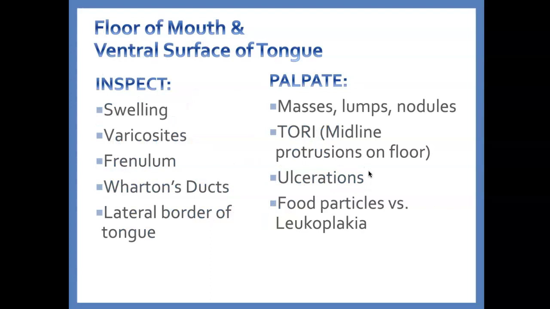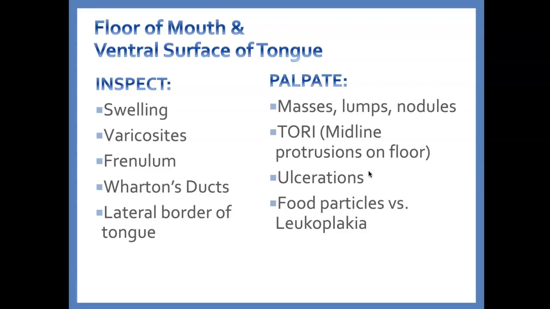The floor of the mouth, or the ventral surface of the tongue, that's the underside of the tongue. Again, you're just going to inspect it. Look for the varicosities. Remember, you see all the little veins under there. They shouldn't be overly prominent. Look at the frenulum and make sure it's appropriate. There's a couple of ducts on there called Wharton's ducts. You might be able to visualize those. And just look at the lateral border of the tongue on the sides.